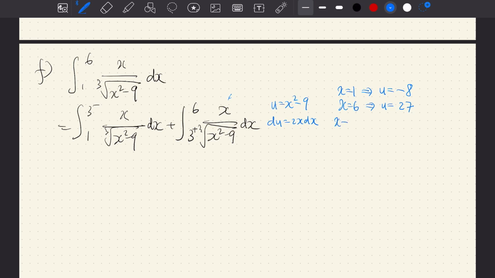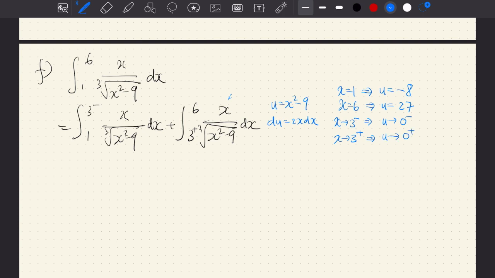When x goes to 3 from the negative side, then x squared should go to 9 from the negative side. So u should go to 0 from the negative side, because u is x squared minus 9. When x goes to 3 from the positive side, then u goes to 0 from the positive side, okay?